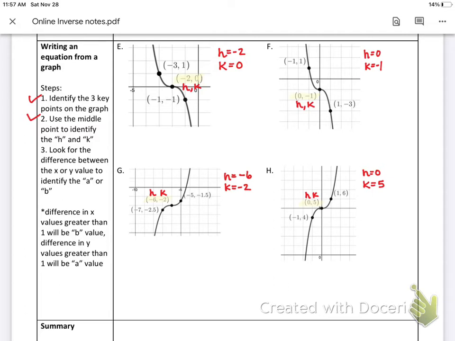Now, here's where it gets a little bit tricky. What we need to do now is identify the a and the b. So we're going to take our 2 points, and we usually take the top 2 points, okay?